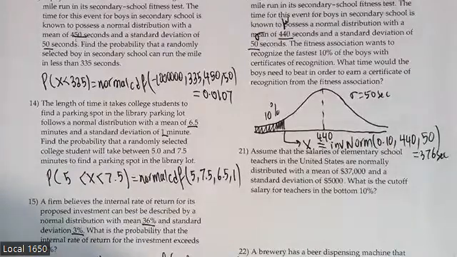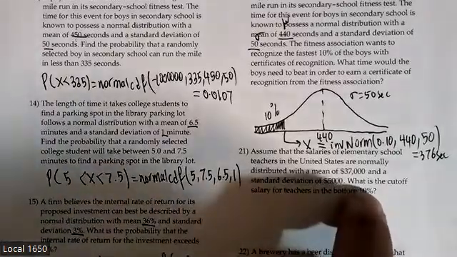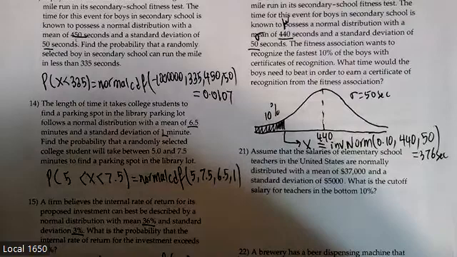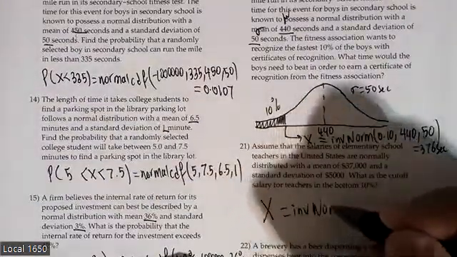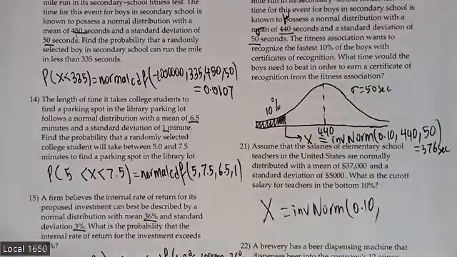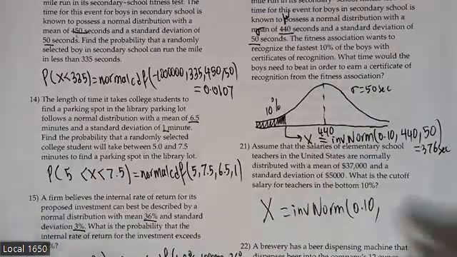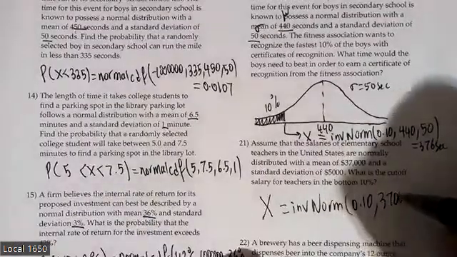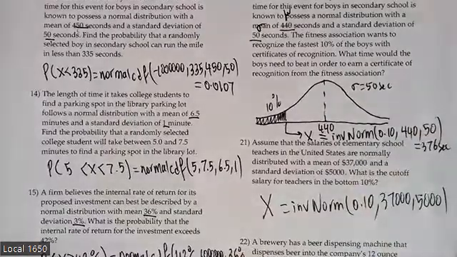Assuming that all salaries of elementary school teachers in the United States are normally distributed with a mean of 37,000 and a standard deviation of 5,000, what's the cutoff salary for teachers in the bottom 10%? Remember, guys, when he gives you a percent, that means he's giving you a probability and he wants you to go backward and find X. Bottom 10%, we don't disagree, it's on the left. So it's 0.10 on the left. Bottom salary means low salary. Low salary means on the left. And just put the mean and the standard deviation, guys. Standard deviation is 5,000.